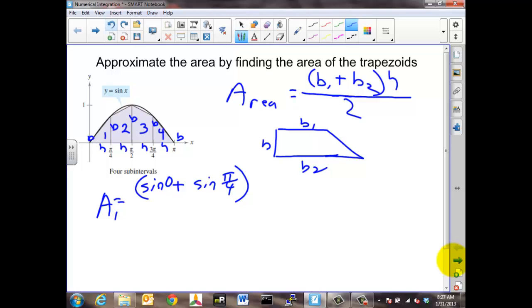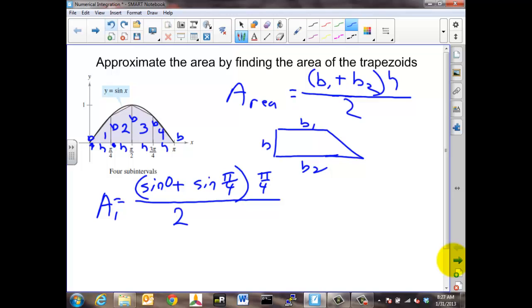And I'm going to write it like that to help you see something here, okay? Times, what's the height of this thing? Pi over 4. And how did we get that height of pi over 4? Because we're talking about the distance from here to here is 0 to pi over 4. The distance from this point right here to this point right here, pi over 4 minus 0 is pi over 4, divided by 2. Agree with that?